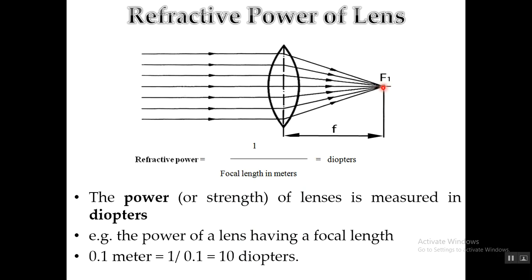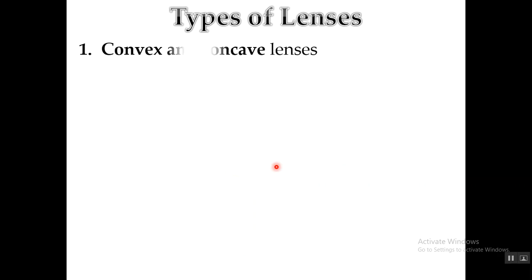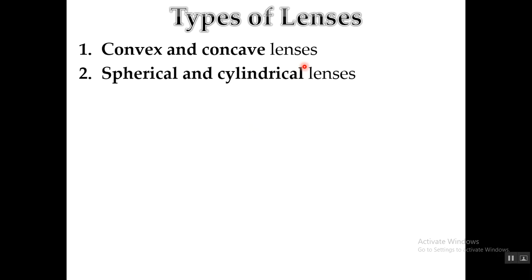Behind the lens, and the distance between this point and the nodal point is called focal length. So this is the refractive power of that. What about the type of lenses? The lenses may be convex or concave, and may be spherical or cylindrical.